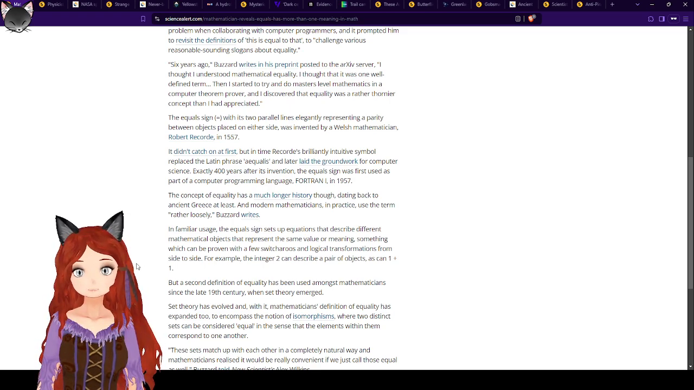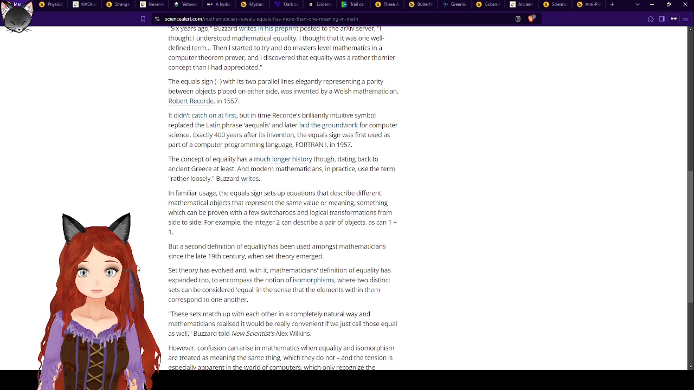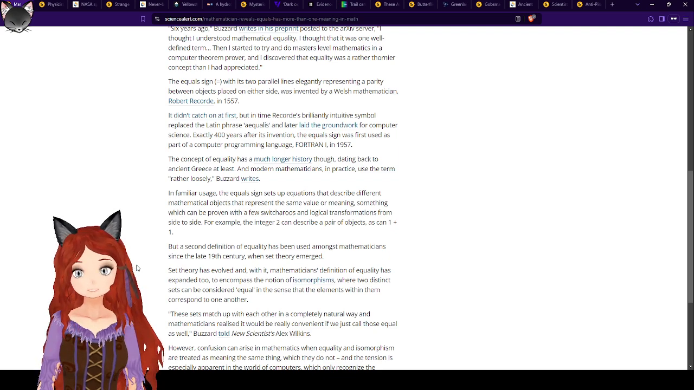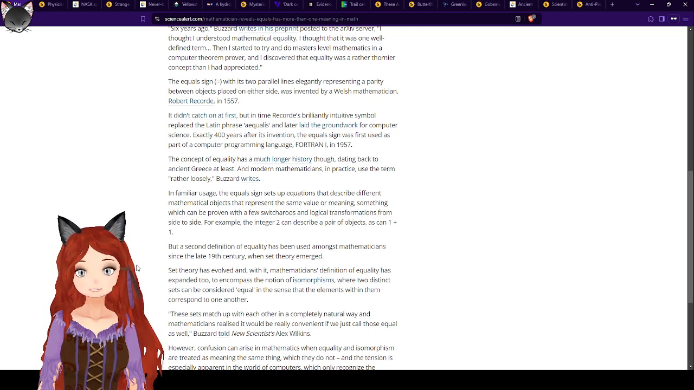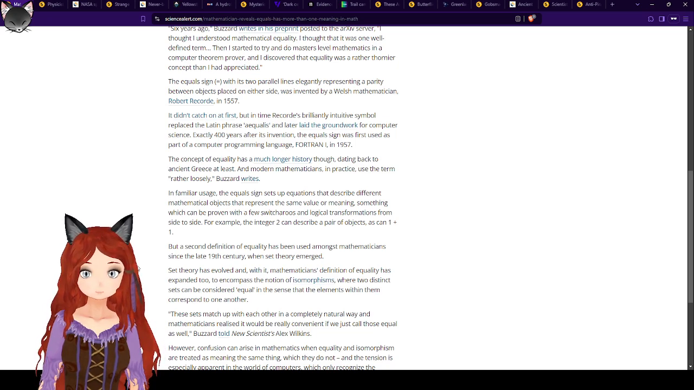But a second definition of equality has been used among mathematicians since the late 19th century, when set theory emerged. Set theory has evolved, and with it, mathematicians' definition of equality has expanded too, to encompass the notion of isomorphism, where two distinct sets can be considered equal in a sense when the elements within them correspond to one another.